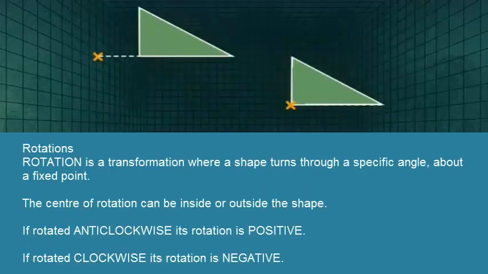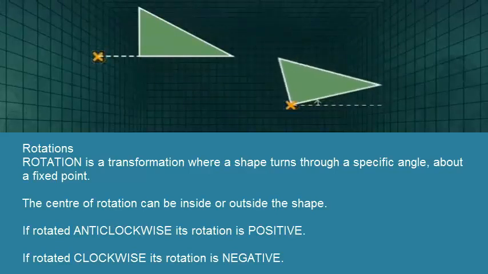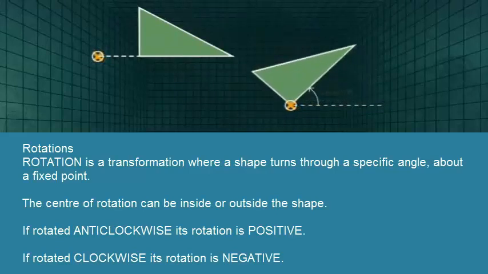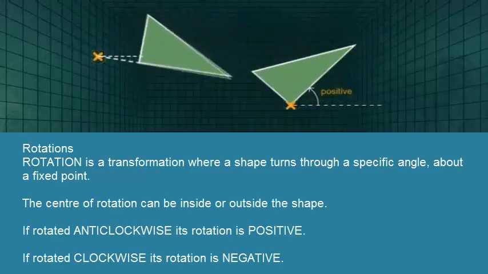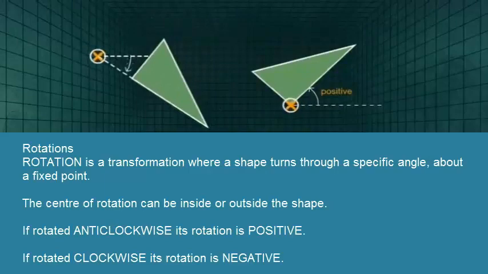Rotations. Rotation is a transformation where a shape turns to a specific angle about a fixed point. The center of rotation can be inside or outside the shape. If rotated anti-clockwise, its rotation is positive. If rotated clockwise, its rotation is negative.